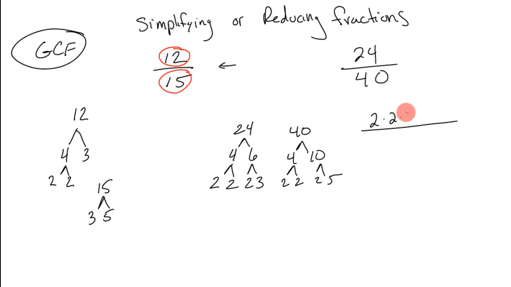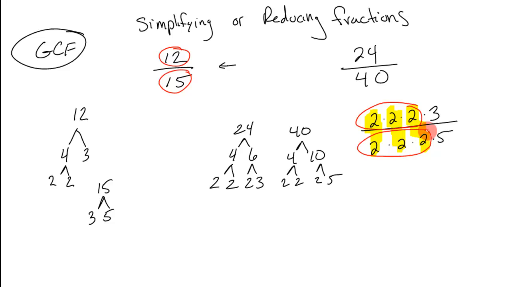2 times 2 times 2 times 3. I like to put them in order. 2 times 2 times 2 times 5. You'll notice the common factors in here, 2 divided by 2, 2 divided by 2, 2 divided by 2. This in the numerator is actually 8, right? 2 times 2 times 2 is 8, and there's an 8 down there.